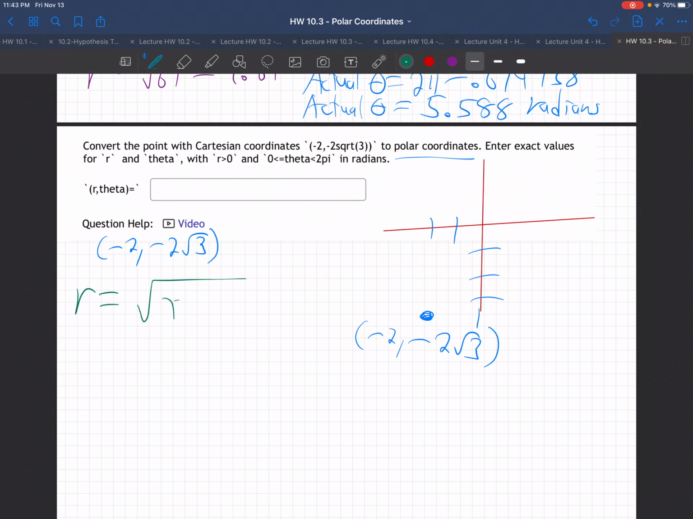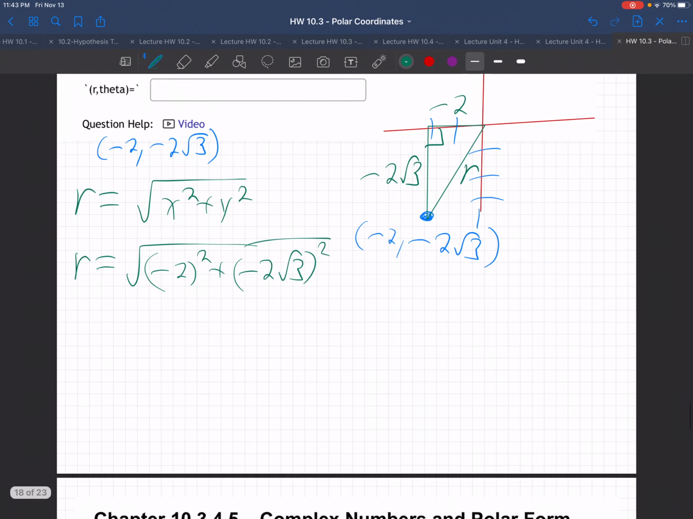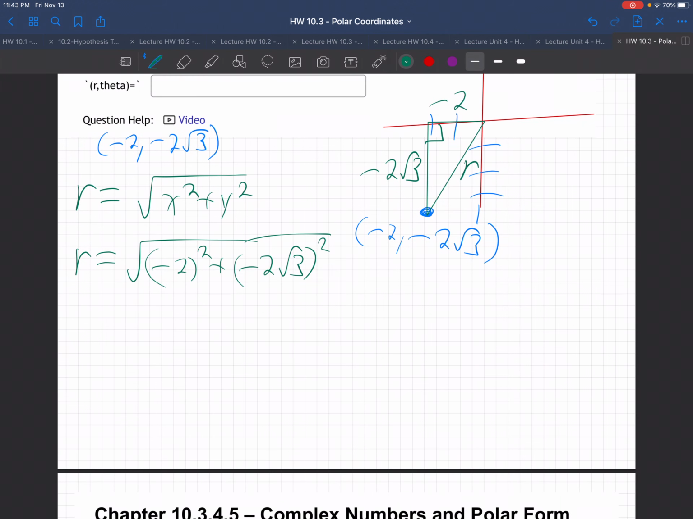r is the square root of x squared plus y squared. That's because it's a little triangle, isn't it? Go over and down, like that. So in other words, it's back 2 and it's down 2 square root of 3. Right angle, this is r. So it's basically the Pythagorean theorem. So r is the square root of x squared, (-2) squared, plus y squared, (-2 root 3) squared. Okay, so let's figure that out.